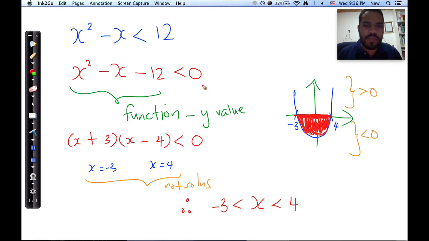So if we have to look at the mark breakdown, it's either 3 or 4 marks. 1 mark for putting it in standard form, 1 mark for factoring, 1 mark for the graph and critical points plus the solution, right? If it's grade 11, we look at 4 marks and you get the 4th mark for giving me that. So that's question 1.1.